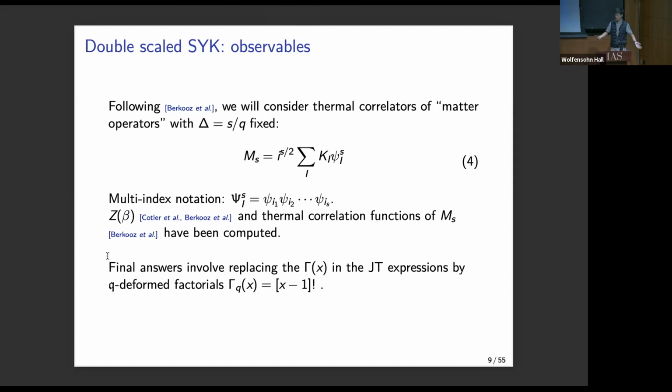Now, Berkooz and company have, in a series of remarkable papers, completely solved the model. And that means that they've computed the partition function and all thermal correlation functions. Okay, so the final answers in these papers involve these Q-deformed gamma functions. And given that they completely solved the model, you might wonder what else is there to talk about? Why am I talking right now? And the answer is that we want to understand their solution in a bulk language. So that's the main motivation for what I'm trying to do.